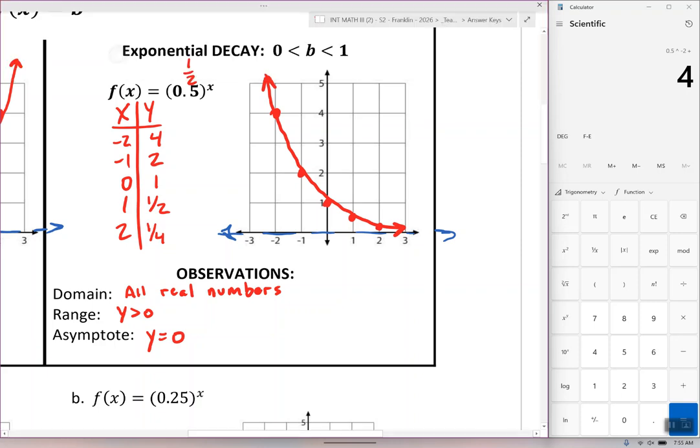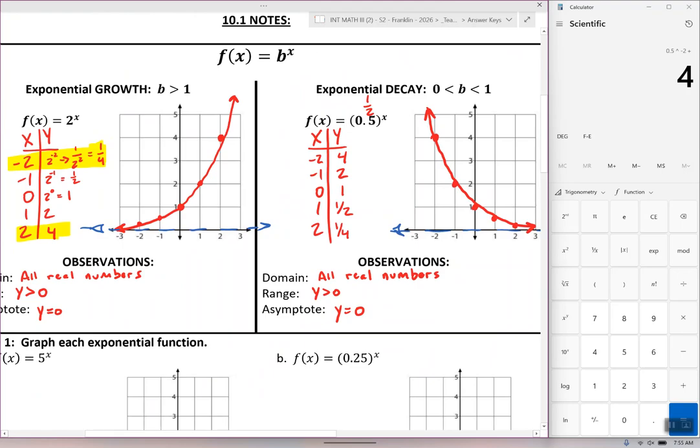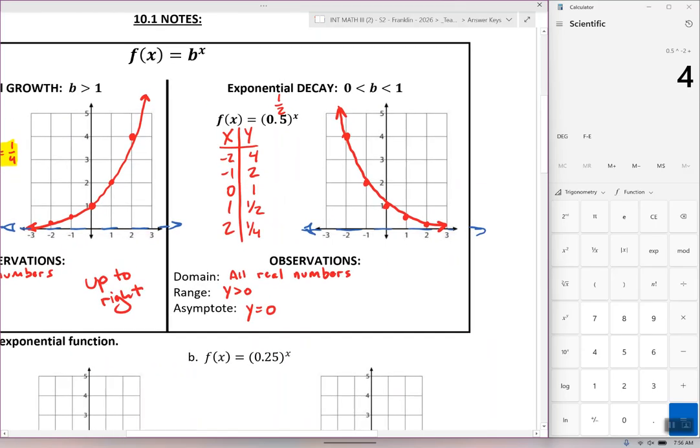The main difference here between exponential growth and decay is that since the base is either greater than 1 for growth or less than 1 for decay, our growth functions go up to the right because the output is growing as x increases, and the decay functions go down to the right because our output is decreasing as our input increases.